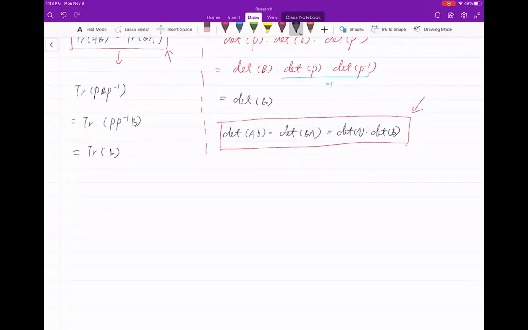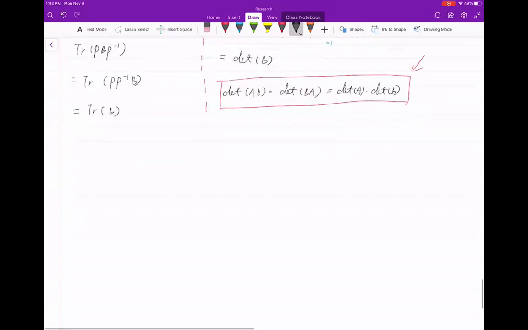All right. Any questions before we move on? All right. Trace is very important. If I recall, in linear algebra, we probably didn't introduce this concept here. So you will see it a lot later.